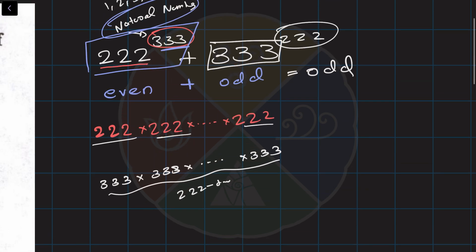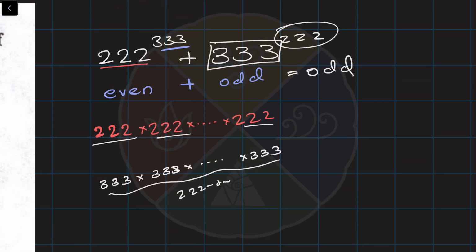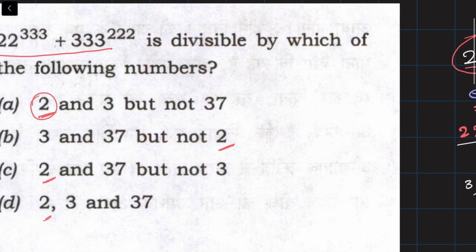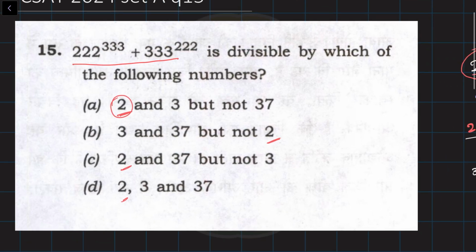So, let me rephrase whatever I said. An even number raised to a natural number will give you an even number. Similarly, an odd number raised to a natural number will give you an odd number, and even plus odd will give you an odd. And it's a resultant of this thing: 222 raised to 333 plus 333 raised to 222. This will be an odd number.